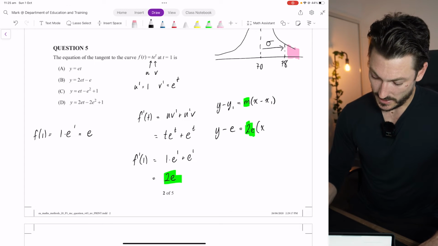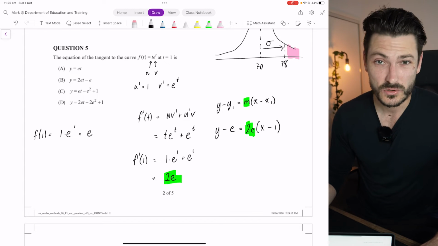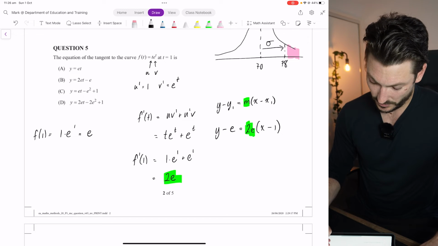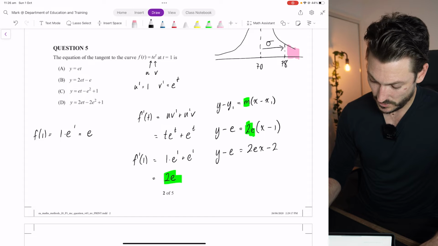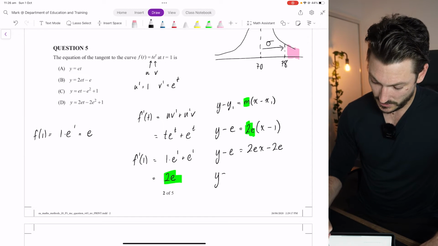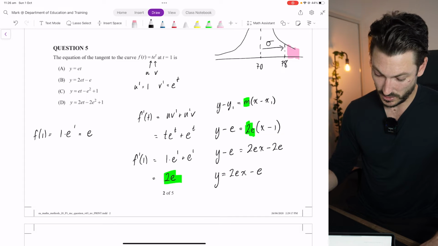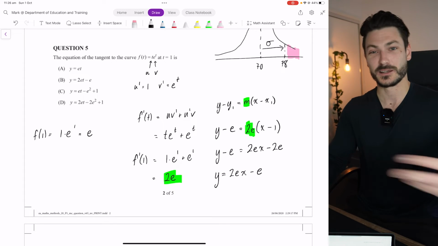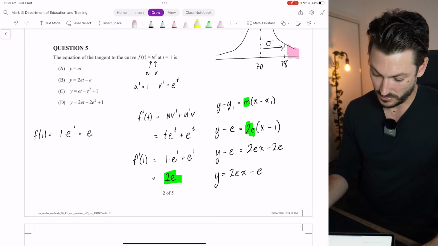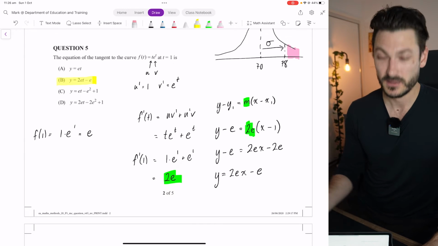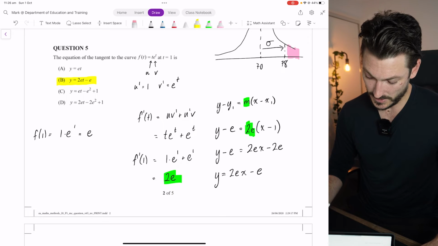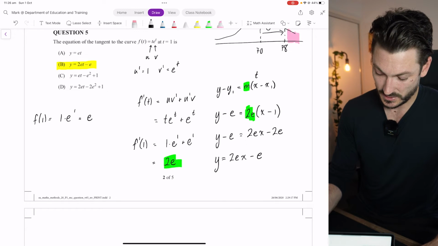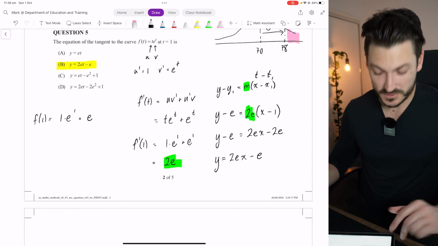And then x1, the value of x which we've chosen, is 1. And we can just do some arithmetic here. y minus e equals 2ex minus 2e. I'm going to add e, so I get y equals 2ex minus e. Oh, okay, I've just realized that the answers are all in t, and I've just switched it to being x, but it doesn't really matter. 2et minus e is the equation of the tangent. I've changed the variable, but all I'm saying is that this should be t and this should be t1. And then you carry on with t's.